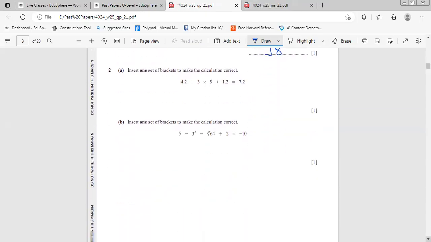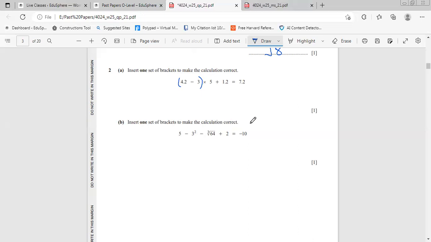Now moving on to the next question, where we have to insert one set of brackets to make the calculation correct. There is already one multiplication, one subtraction and one addition. Without brackets, the very first step is multiplication, and then the left-hand side is not equal to the right-hand side. But if you apply the brackets on the subtraction, then multiply the result by 5, and then add 1.2, you will get 7.2. So this is the answer for this question.